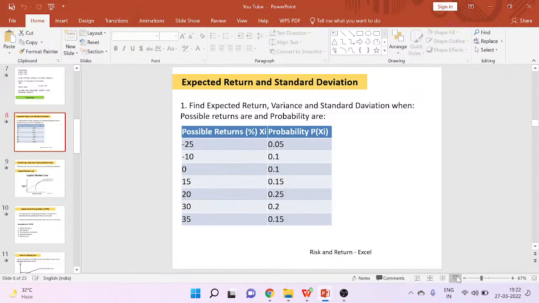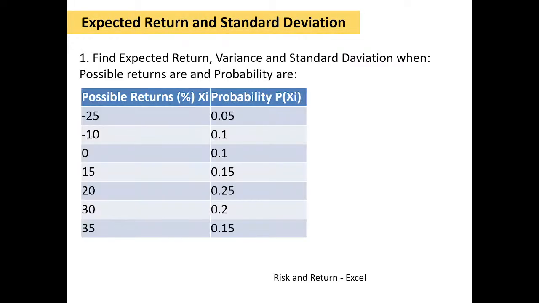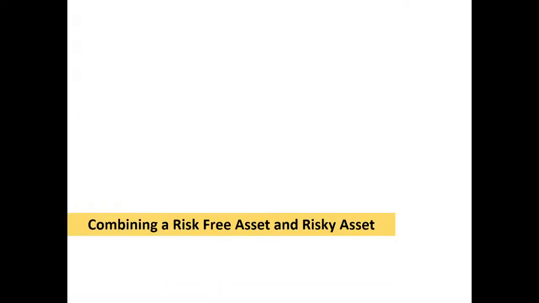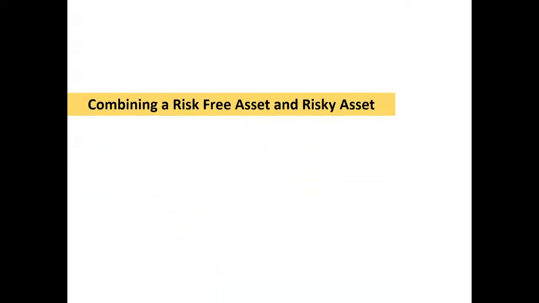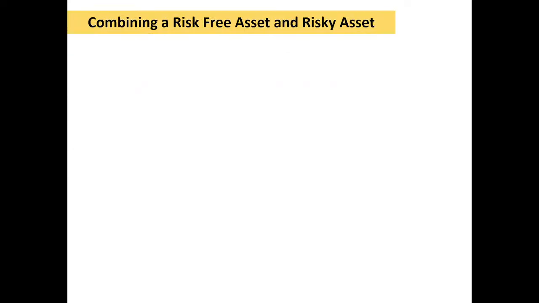Coming back to the slide. I hope the solution to this problem is clear to you all. Now, combining a risk-free asset and a risky asset. What is a risk-free asset? It is one which does not have any risk associated with it. It means an asset with zero variance and so zero standard deviation.